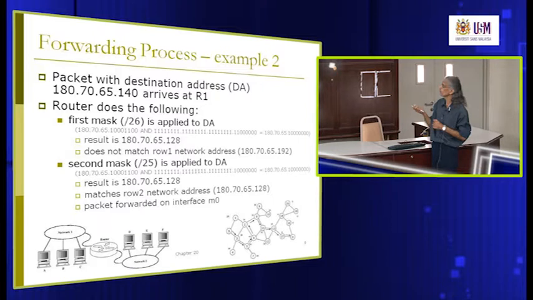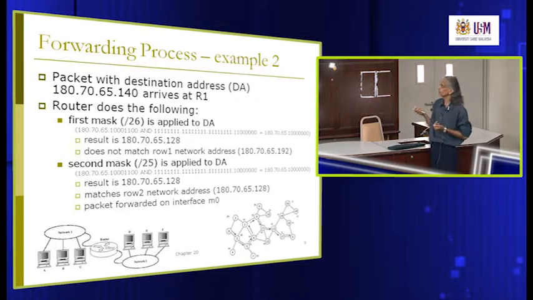The destination address is 140. You convert this into binary. So the destination address will use a logical AND operation with the network mask. And what we get is this: 180, 160, 70, 65, and then 1000. Then you convert this, it becomes 128. So when we apply the mask to the destination address, the result is a network address.